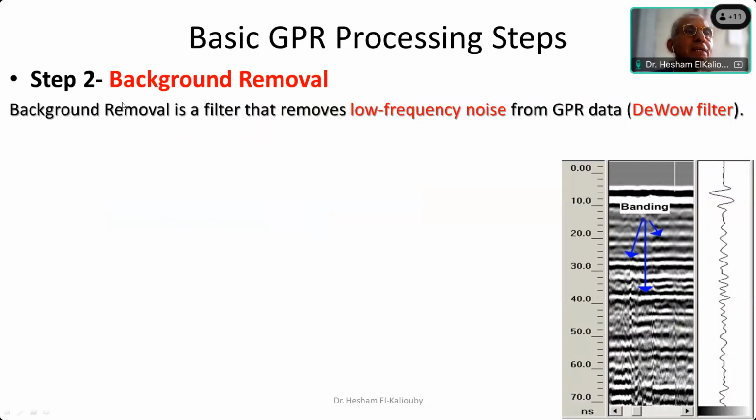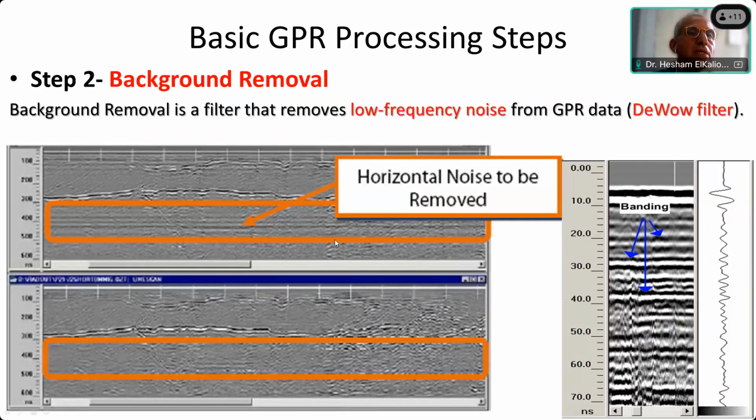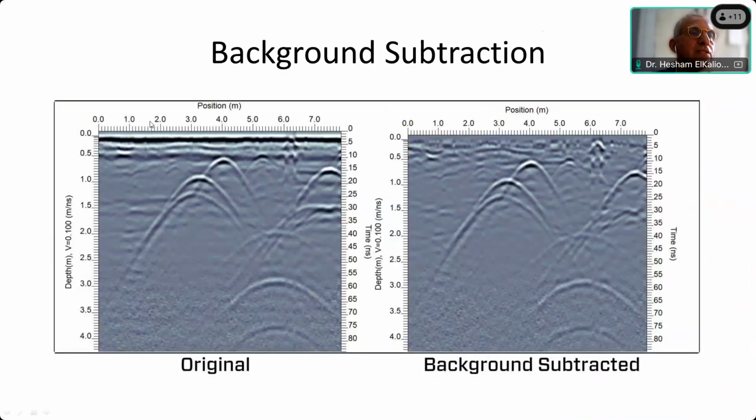Also, background removal, which removes low frequency noise. It looks like banding. This banding right here, you can remove by using a filter. It's called a de-wow filter. Then you can clean the GPR section. For example, this banding right here, if you apply this background subtraction or removal, then it's no longer there.